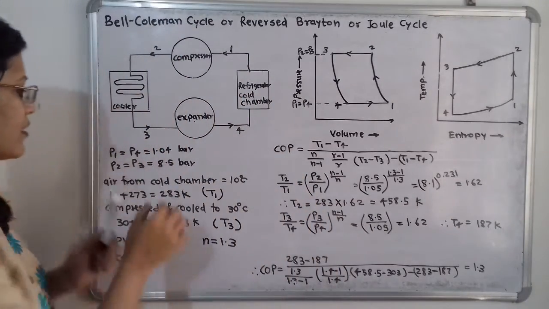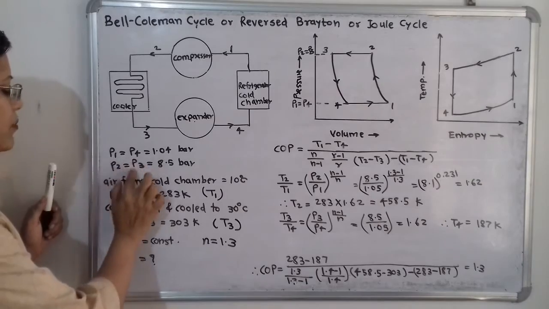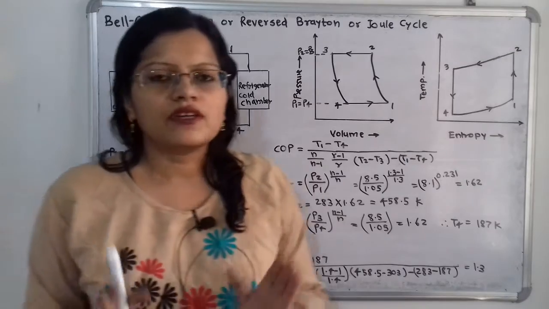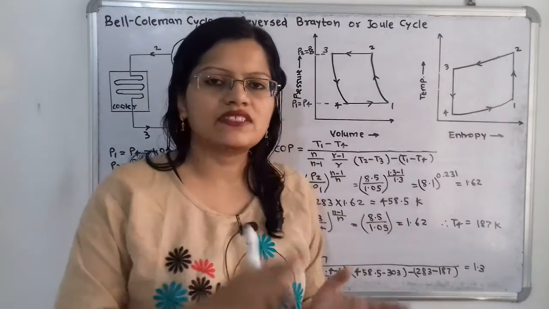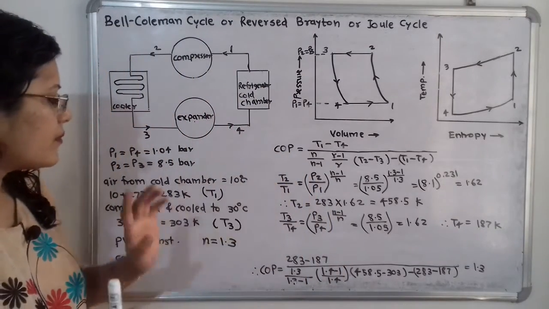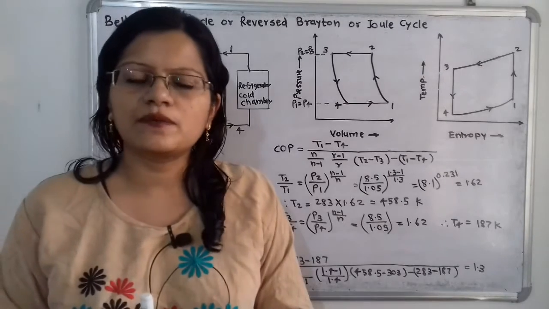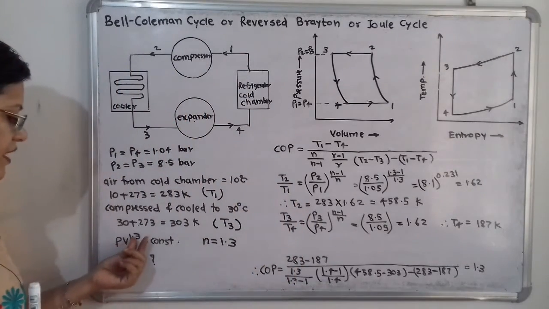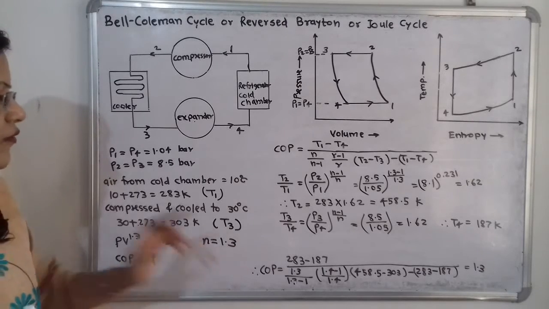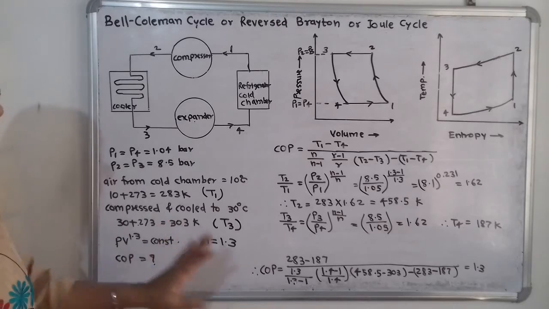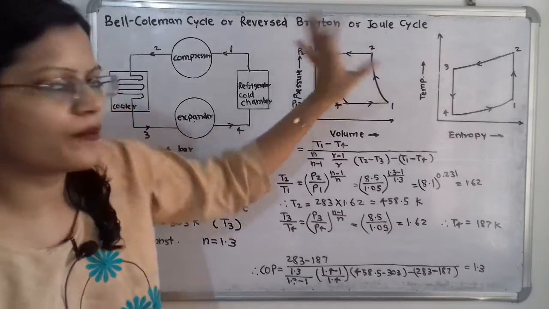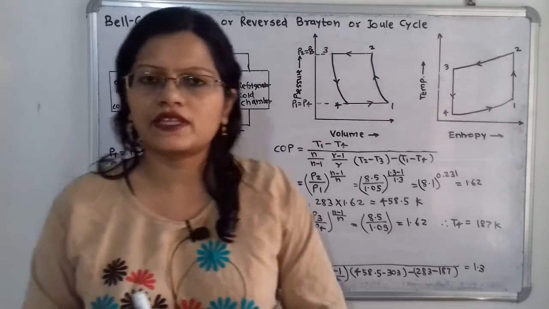If we observe here, all the pressures P1, P2, P3, P4 are known pressures. So we must know the relation between temperature and pressure. So what is the relation? Here the compression and expansion processes follow the law PV raised to 1.3 is equal to constant. So we have to take n is equal to 1.3. We will first take P2 by P1, that is the compression process, so we will take here the compression ratio.